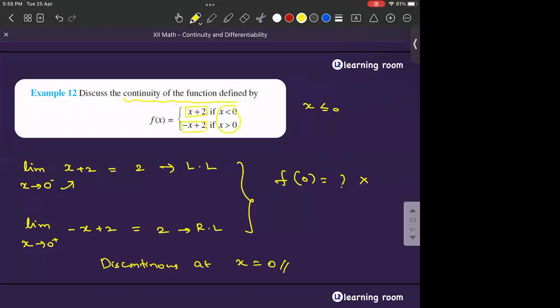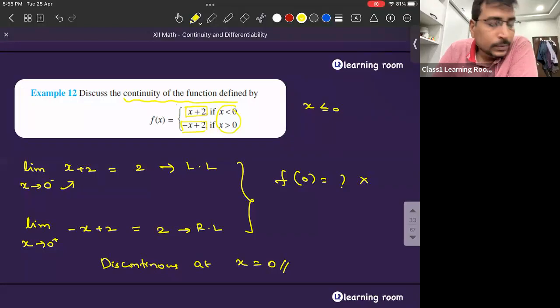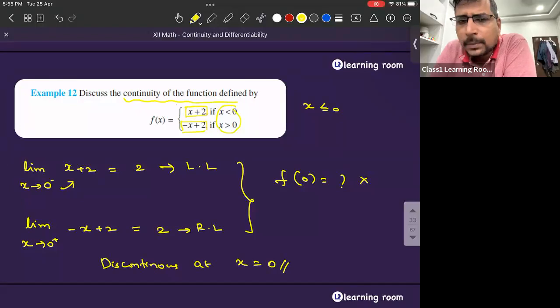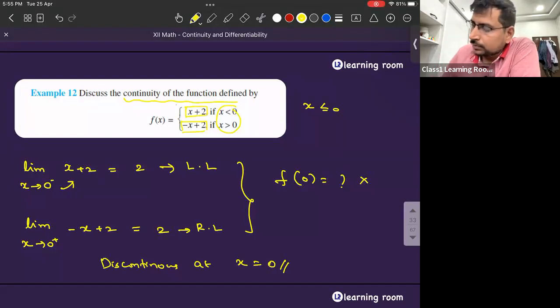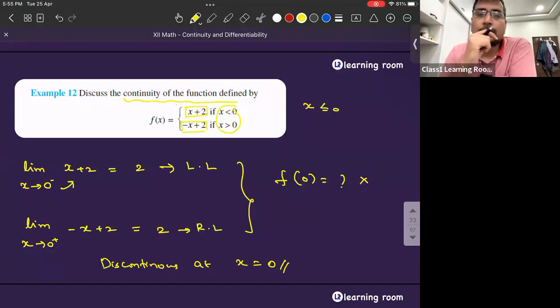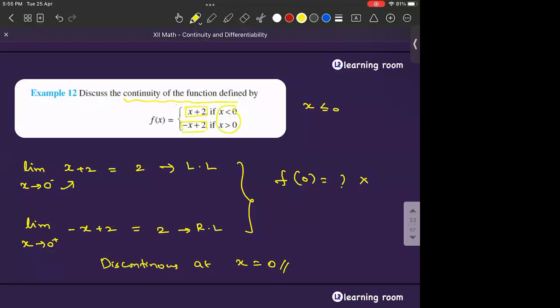Sir, if 0 is not defined, if it doesn't exist in the question itself, that means it is discontinuous, sir. Here, in the question, we don't know what the function is. Yes, sir. That only I'm asking. If it is not mentioned, it will be discontinuous at that point. Yes, that's obvious. But when you mention the discontinuity, you need to mention the point at which it would be discontinuous. Okay, sir. So is that point clear? Yes, sir.